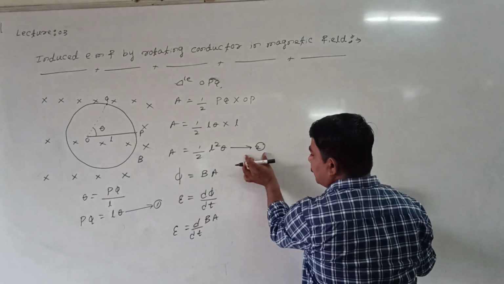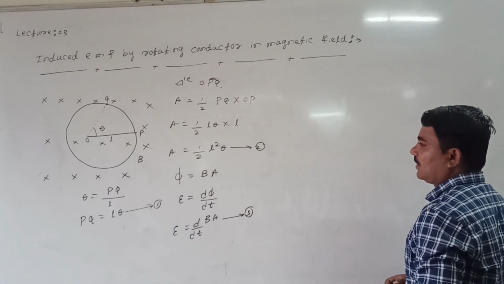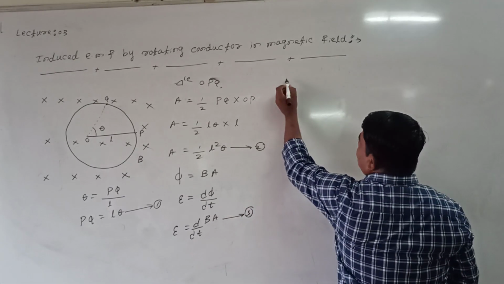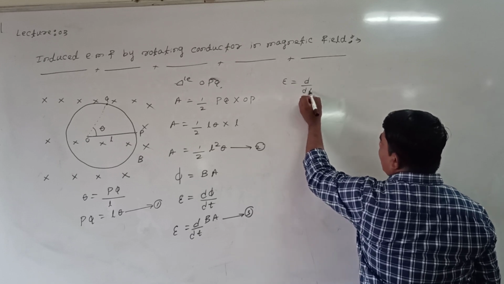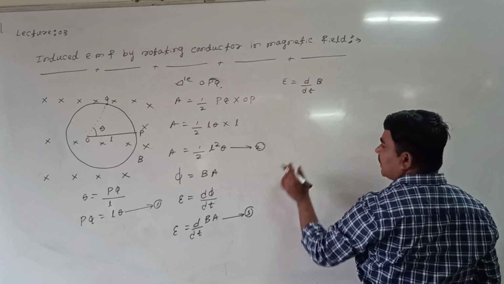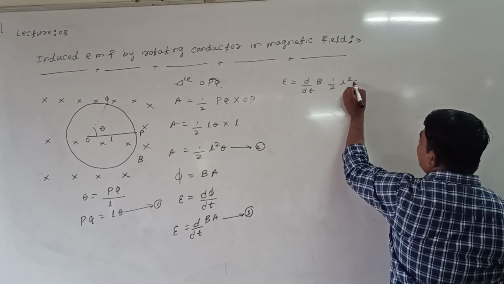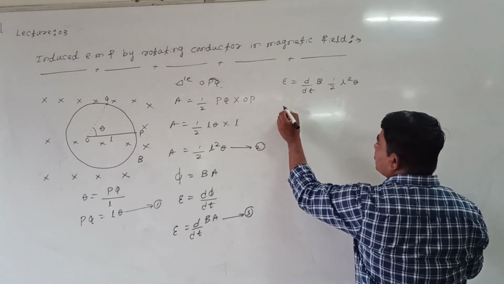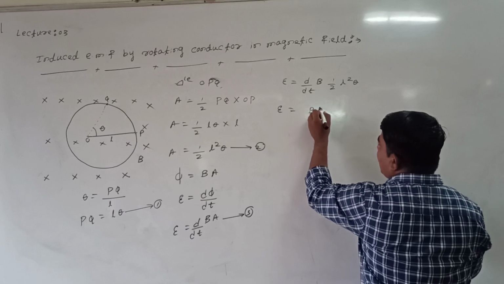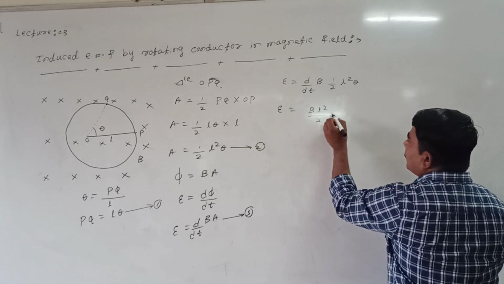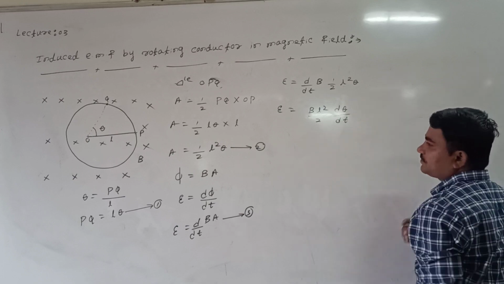Then from equation 2, what about this value? Shall I call this equation number 3? Now look at it here. So E is equal to d by dt, keep it the same, B also keep the same. What is the area? Half L square into theta. Then what is the induced EMF? This is nothing but B L square by 2, which are constant values. What is remaining is d theta divided by dt.